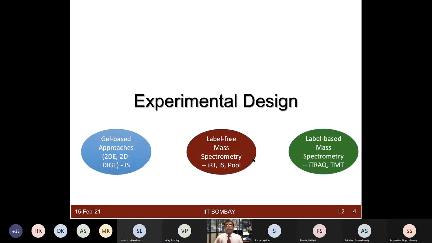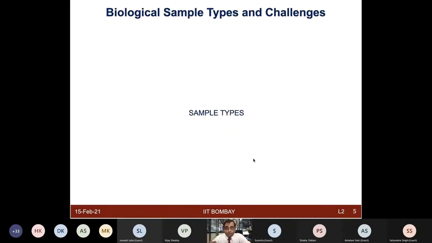I don't want to frighten you that we are talking about many technologies right now, but I only want to convey one single point: there are many technologies in the proteomics field, whether you talk about gel-based approaches, electrophoretic methods, or mass spectrometry-based methods, which are either label-free or label-based. In all of these, the considerations on experimental design are very crucial. Otherwise, you will do so much hard work and a lot of data will be generated, but you can't make it publishable, you can't make it of conclusive quality.